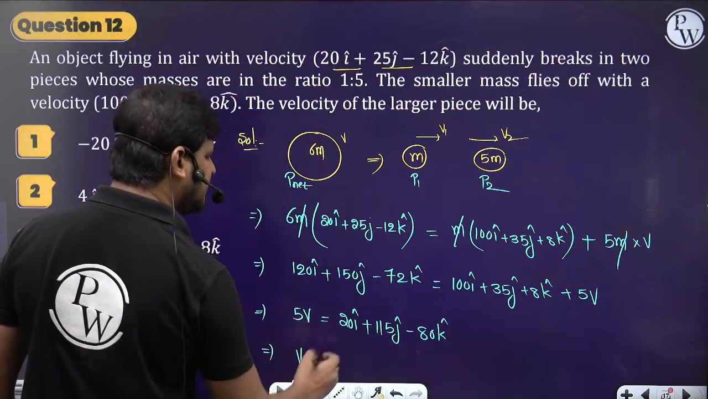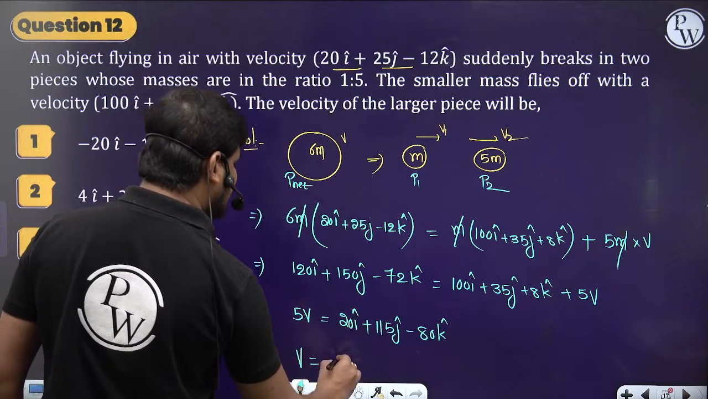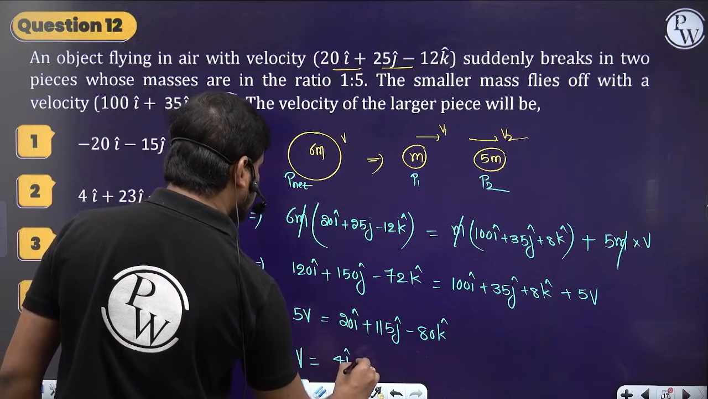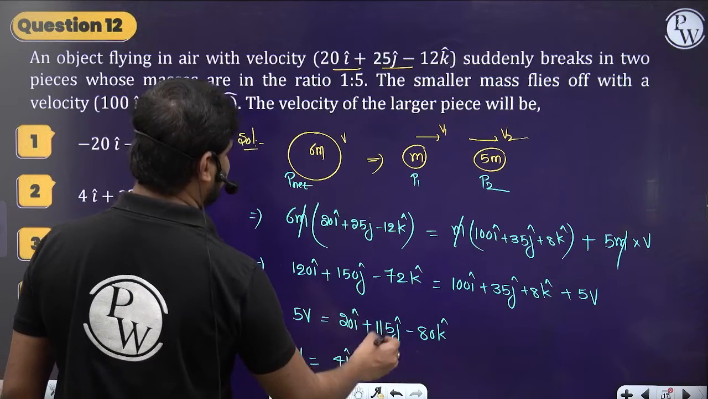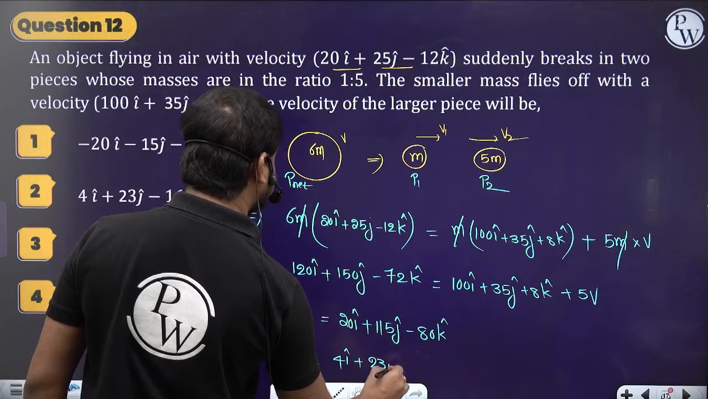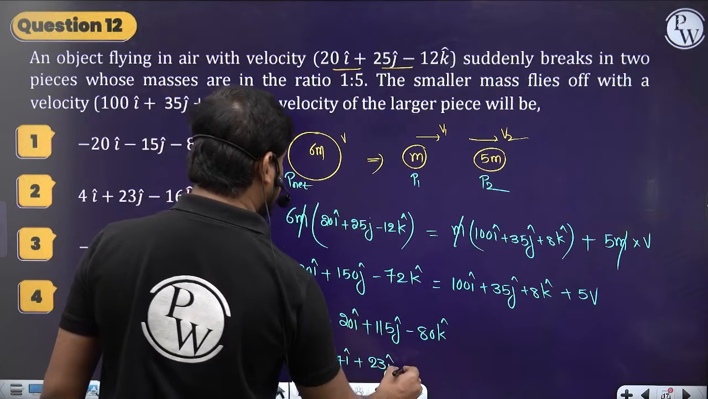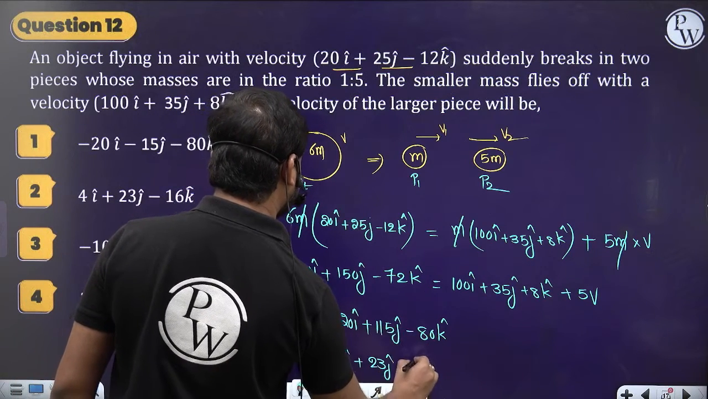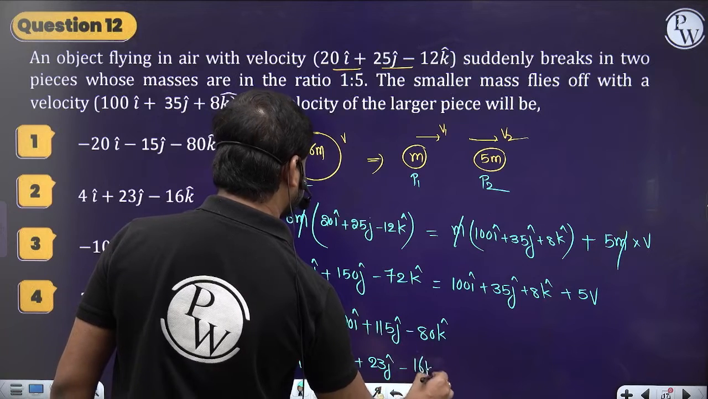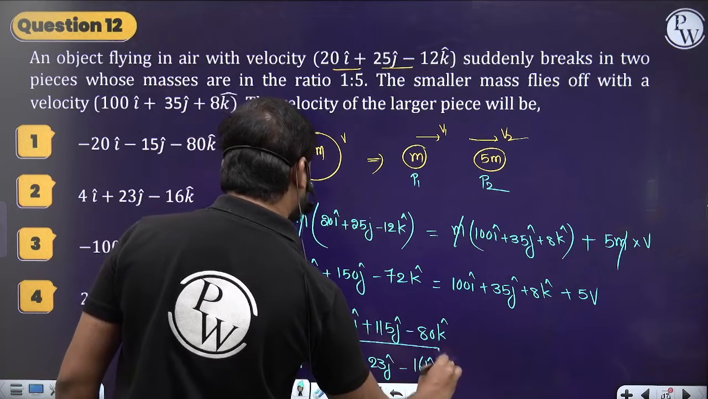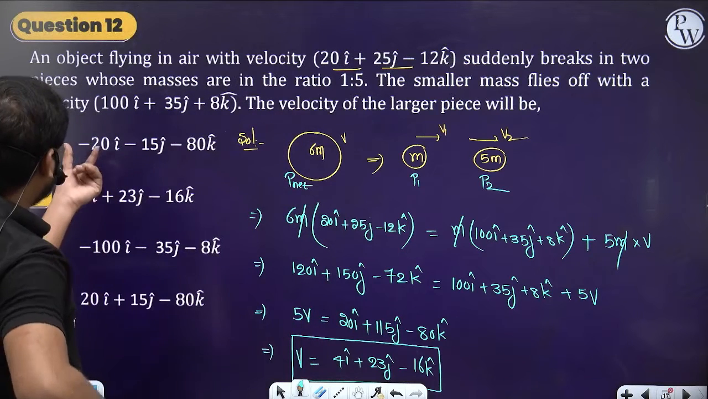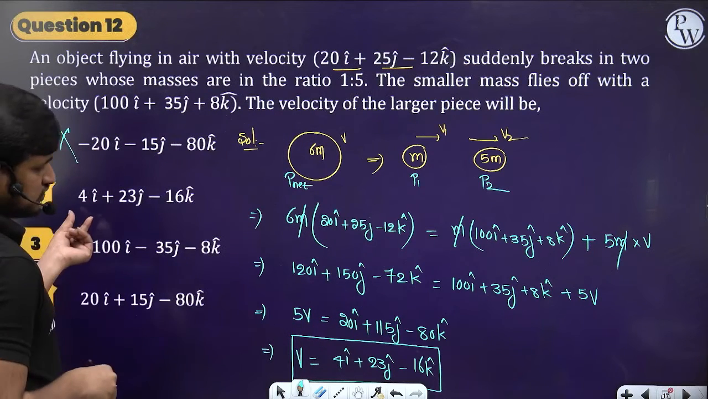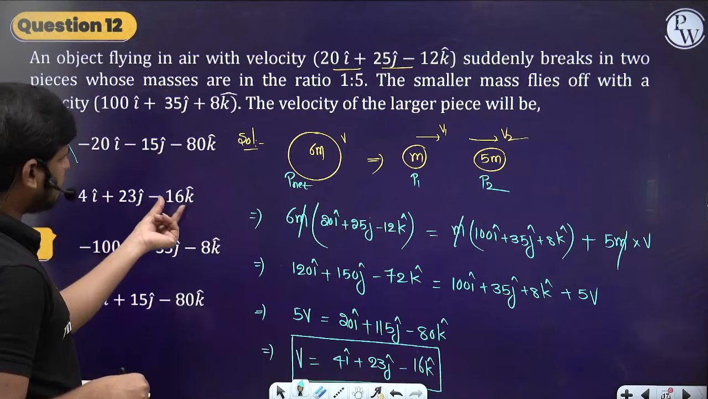If you send 5 to that side, so 20 by 5, 4 i cap plus, so this is 2 times 5, 2 times and 5, 3 times. So this is 23 j cap. Yes or no? So then this is going to be 5, 1 time, 5, 6 times, so 16 k cap. So the velocity of the larger piece will be in the vector form, this one 4 i cap, the first option is not there, so 4 i cap plus 23 j cap minus 16 k cap.